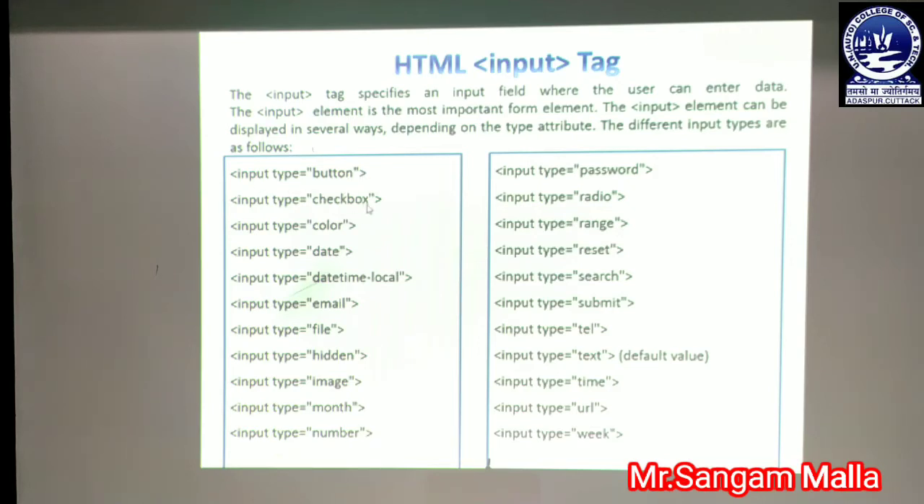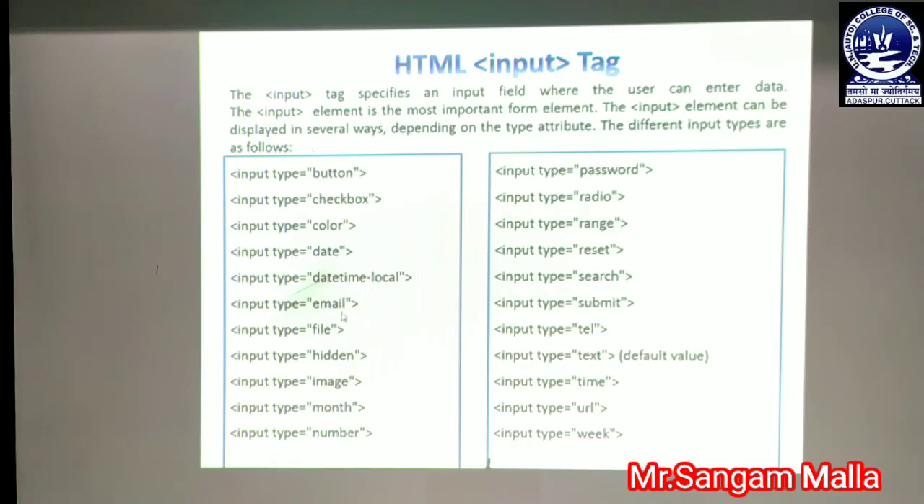Similarly, whenever we are interested in giving check boxes, we can write input type equal to checkbox. For color, we can go for input type equal to color. If we want to specify the date, then we can give input type equal to date. If we are interested in datetime-local, that means the local date and time, that is the system date and time, we can go for input type equal to datetime-local.